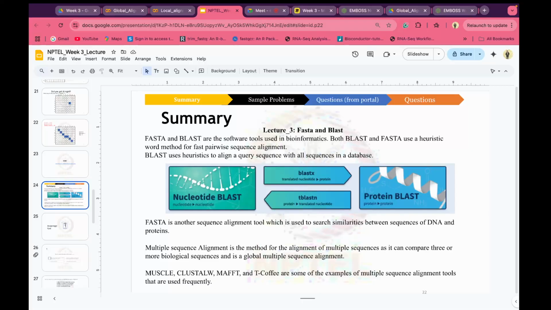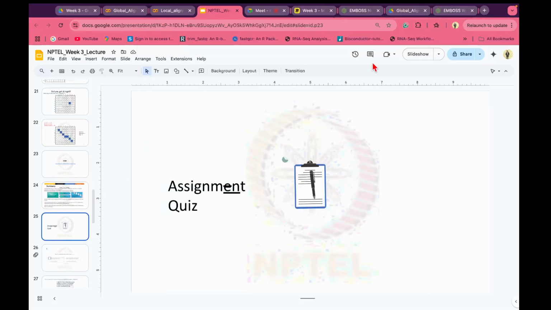And finally, the extension of this pairwise sequence alignment is multiple sequence alignment, which is a method for aligning three or more biological sequences to identify conserved regions or evolutionary relationships. So MSA is a key concept. Now I would like to move on to the quiz.